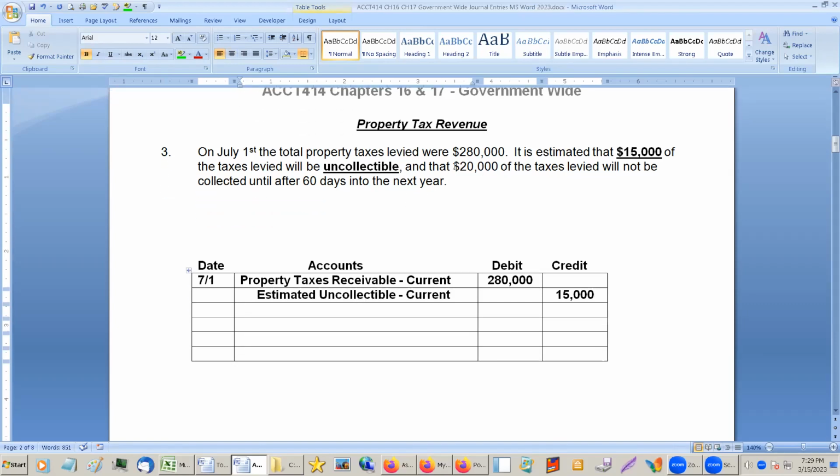Now, there's also a kind of a strange rule, and this says that $20,000 of taxes levy will not be collected until after 60 days into the next year. Okay. So here's the wacky 60-day rule. You can count them as revenues for the next year.